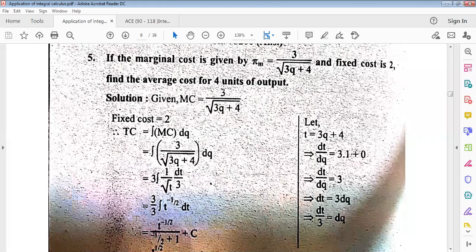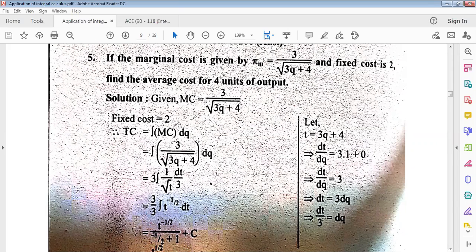Now the marginal cost MC is given: 3 divided by the square root of 3q plus 4. This is the marginal cost, and the fixed cost given is 2. Remember it, this is the given condition. To find the total cost from the marginal cost, we have to integrate, because marginal cost means d/dx of C. In place of x, there is q, so d/dq of C.